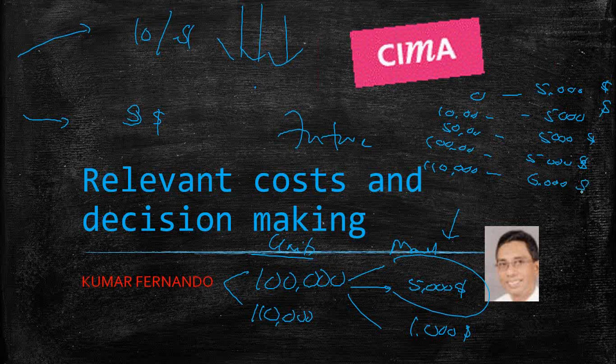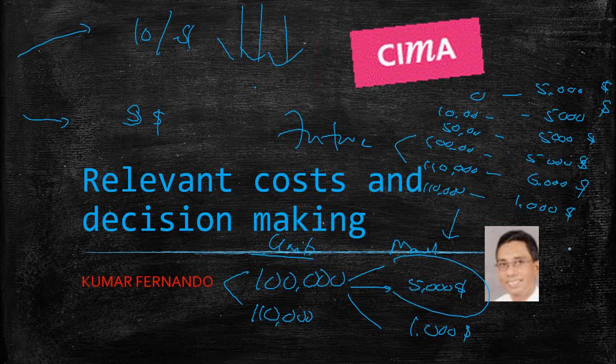So what is the increase in cost? What is the increase in cost? 1,000. That's correct. That is what the relevant cost is. From 100,000 to 110,000, when you move, the relevant cost is the $1,000. That is what we call a relevant cost.